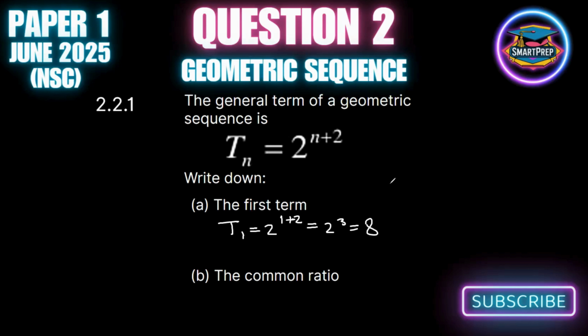Because if we sub in 2, it'll be 2 plus 2 is 4, it'll be 16. 16 over 8 is 2. Also, we know with these, the common ratio is just that thing there. So if you're not sure, you could work it out by getting T1, T2, and then doing T2 over T1 to get the common ratio. Or you can just take it that it is the 2.